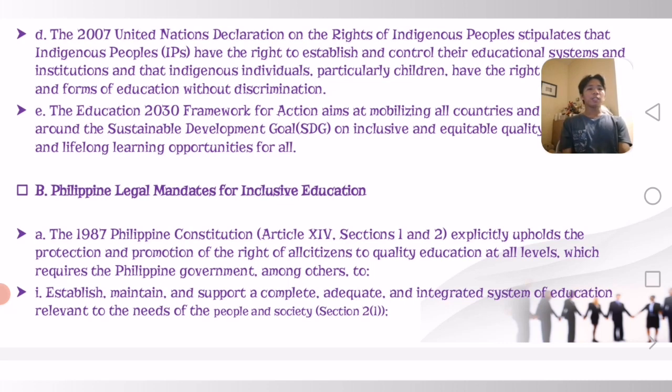Next, establish, maintain, and support a complete, adequate, and integrated system of education relevant to the needs of the people and society, in Section 2.1. When we say adequate, it means satisfactory or acceptable in quality or quantity. Just like the quality education, it is adequate that the Davao Oriental State University has offered some courses that are free. And it mandates inclusive education.